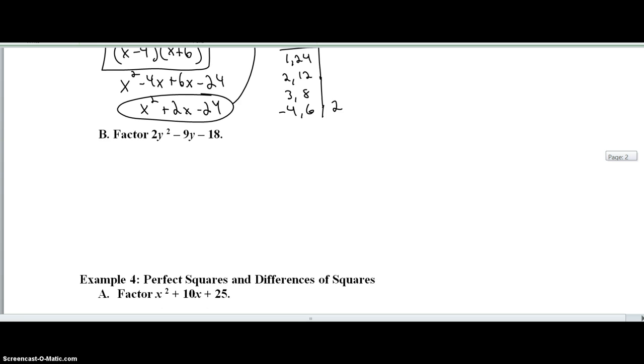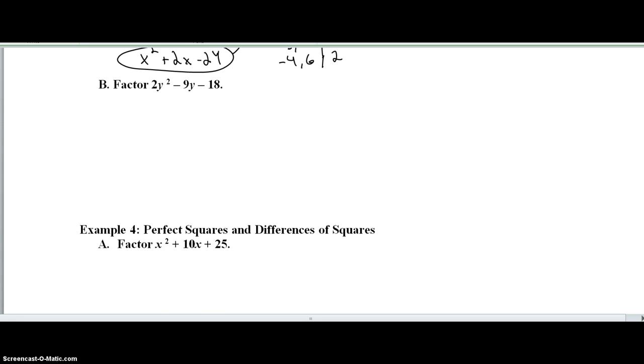For the next method, we're going to combine factoring by undoing FOIL as well as factoring by grouping. We're going to do product and sum again, but since we have a leading coefficient on this first term, it's a little bit trickier. We could figure out a product and sum using trial and error, but there's a technique that we use, it's a magic trick. We're going to multiply 2 times negative 18. We're going to find the product of that.